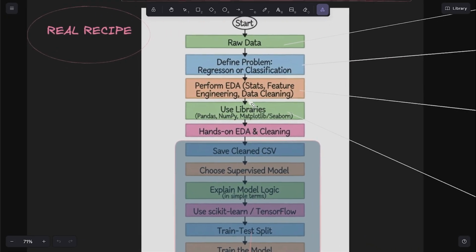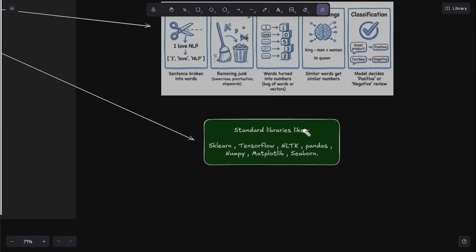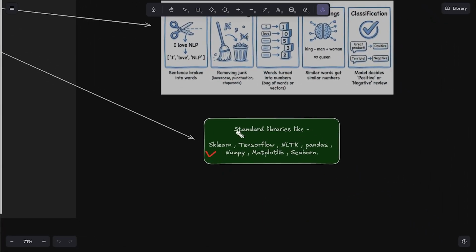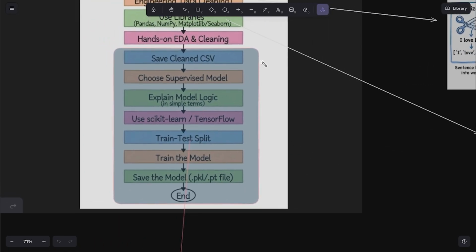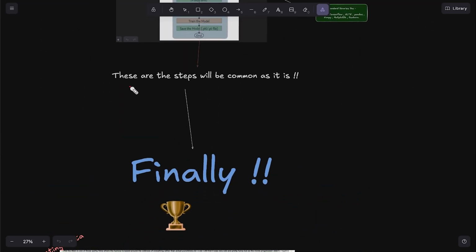Now what is our next step? Again, importing the libraries. Here we will be using standard libraries like scikit-learn, TensorFlow, NLTK. Please understand, NLTK is a very widely used library in the area of NLP, right? Then Pandas, NumPy, Matplotlib, all these things will be the same. And these things will not change at all, like cleaning, changing the supervised model, importing the scikit-learn library, train, test, split, and everything. So these steps will be common as they are.